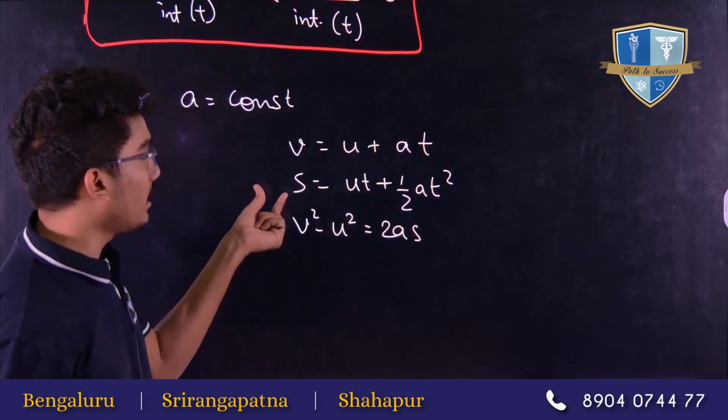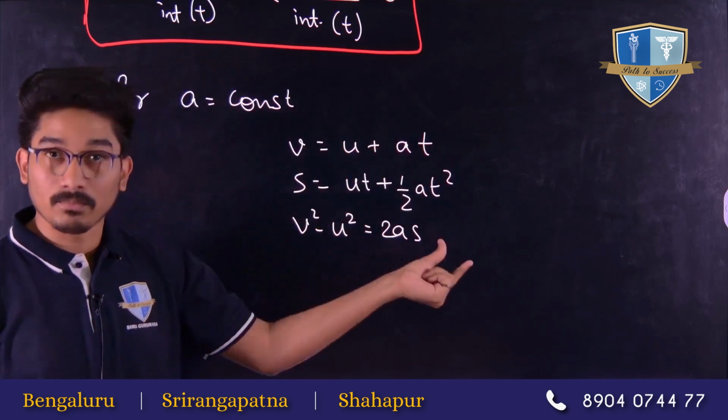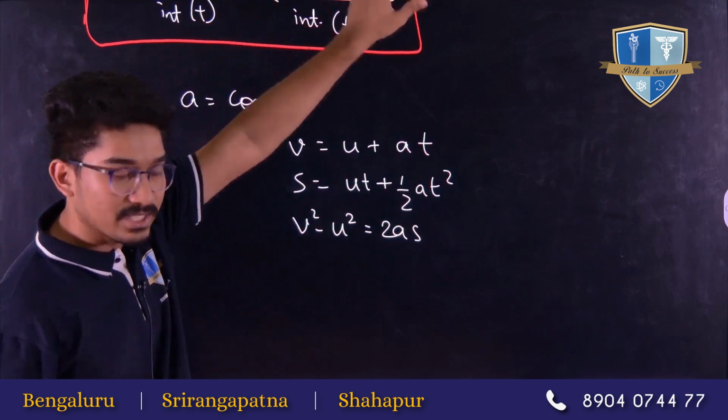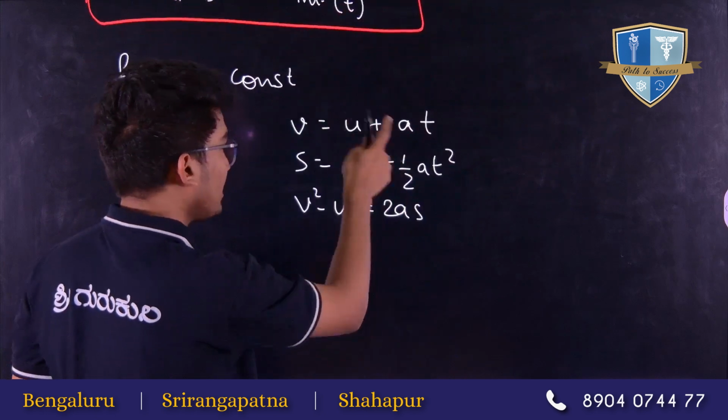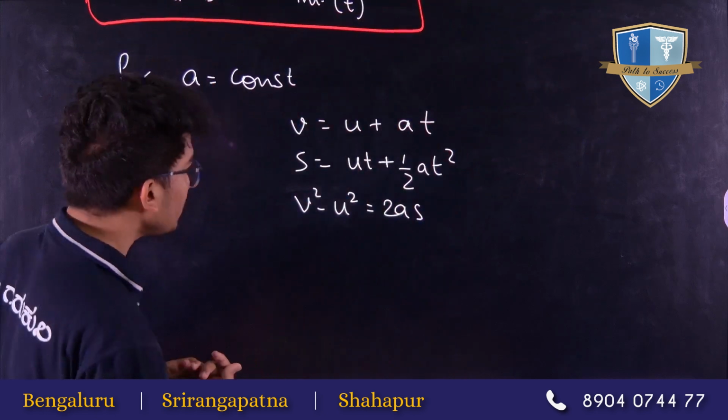And if you integrate v is equal to dx by dt, you will get this formula. So just by doing integration of these three formulas, we will get these three formulas, correct?